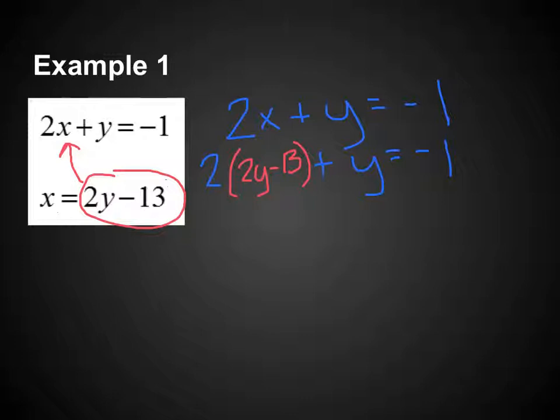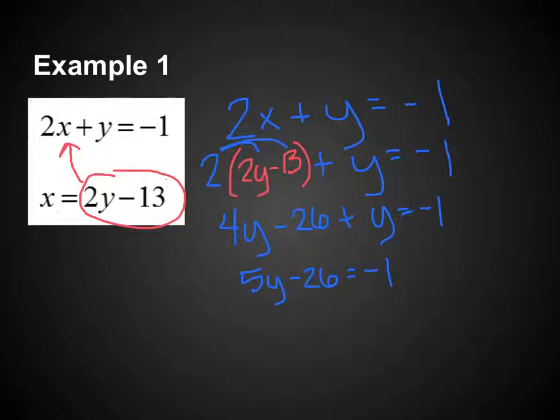We're going to distribute our 2 in front of parentheses first. So 2 times 2y is 4y. And then 2 times negative 13 is a negative 26 or minus 26. Then we have plus y equals negative 1. We're going to combine like terms. On the left, we've got 4y and plus y. So 4y plus y is 5y. Minus 26 equals negative 1.